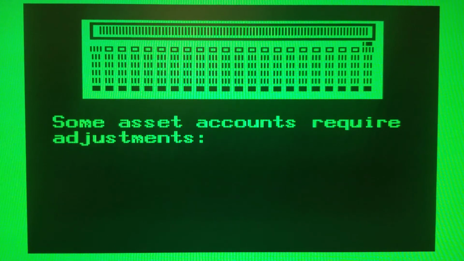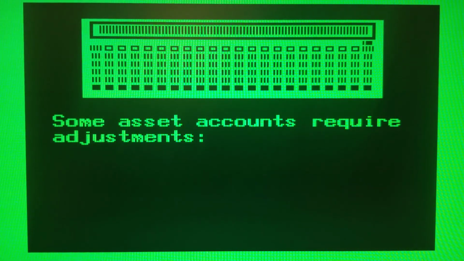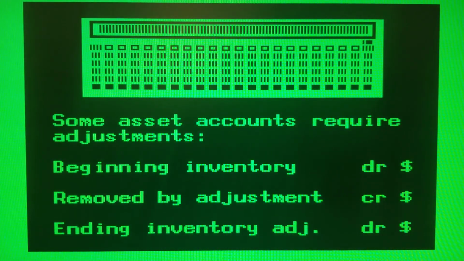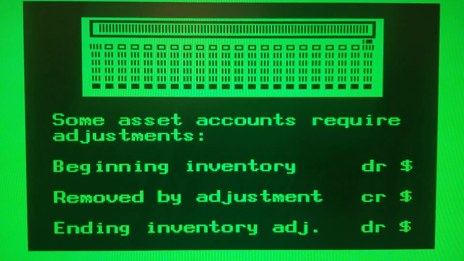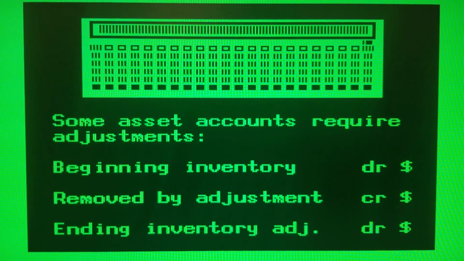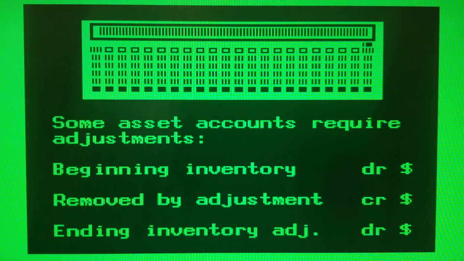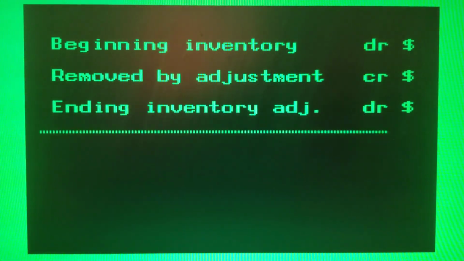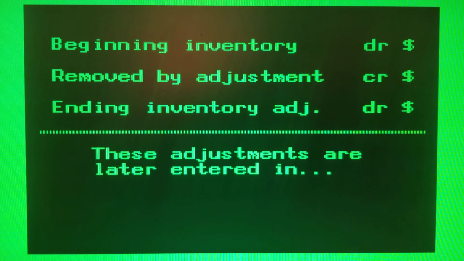Some of the asset accounts usually require adjustments at the year end. One is inventory. The beginning inventory is shown as a debit or positive amount on the account, and therefore on the trial balance debit column, but this is removed or offset by an entry in the adjustments credit column. The ending inventory is entered in the adjustments debit column. These two adjustments in reverse or their difference is later entered in what other account in the adjustments column?